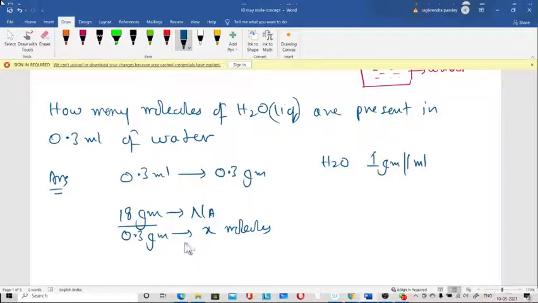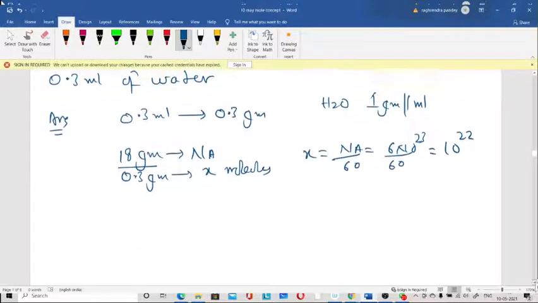So x will be Na by 60. You can take 6 into 10 to the power 23 divided by 60, so that will correspond to 10 to the power 20. Or you can keep it in terms of Na molecules. Yeah, no problem, Na by 60 is also correct. You can also write like this. So this is how we solve it.